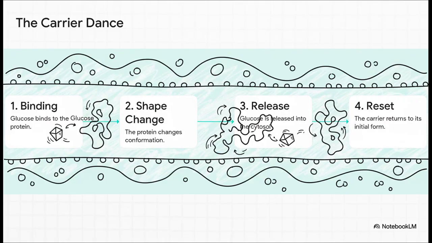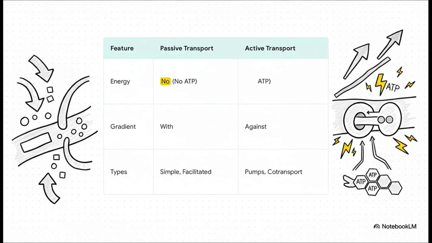And the whole process is like this elegant little four-step dance. First, the glucose binds to the protein from the outside. That connection makes the protein change its shape, so it opens up to the inside of the cell. Then, the glucose is released, and finally, the protein just snaps right back to its original shape, ready for the next one. So cool.